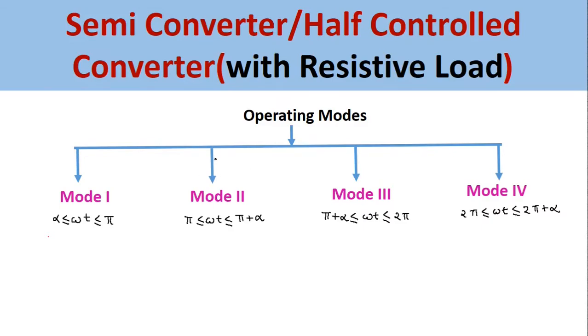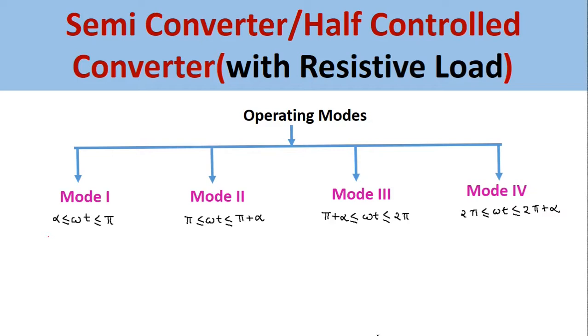Semi-converter is also called as half-controlled converter. The semi-converter with resistive load has 4 operating modes in symmetrical configuration: mode number 1, mode number 2, mode number 3 and mode number 4. Mode number 1 goes from omega t is equal to alpha to pi. Mode number 2 goes from omega t is equal to pi to pi plus alpha. Mode number 3 goes from omega t is equal to pi plus alpha to omega t is equal to 2 pi. And mode number 4 goes from omega t is equal to 2 pi to omega t is equal to 2 pi plus alpha.